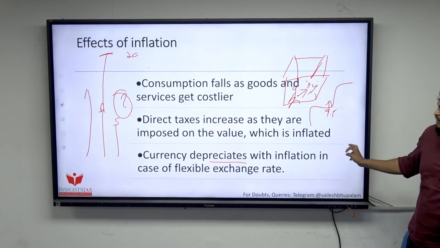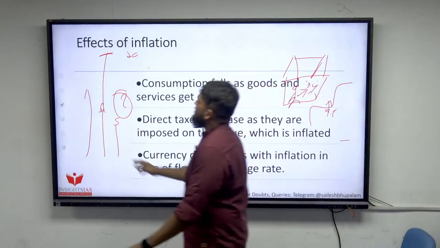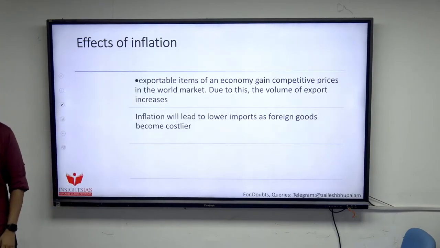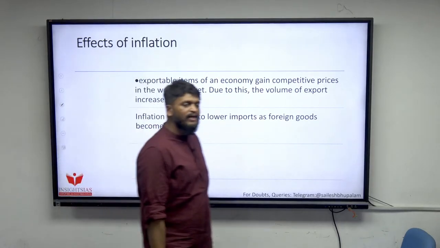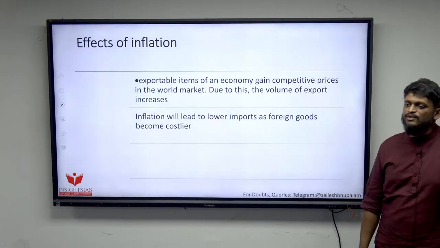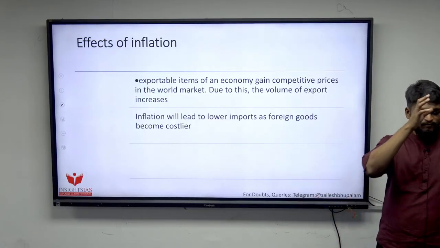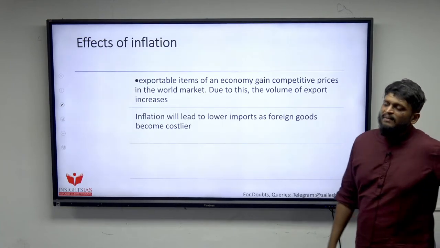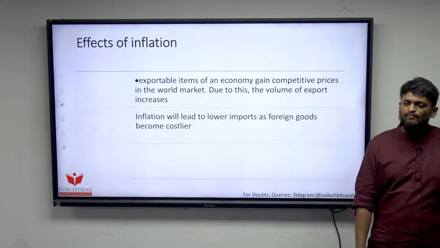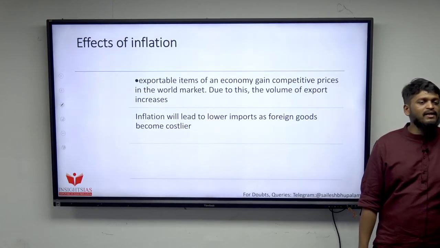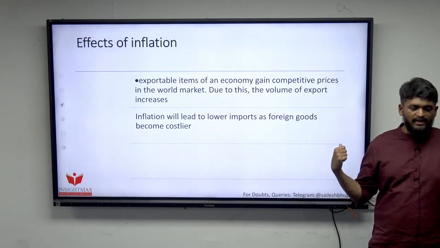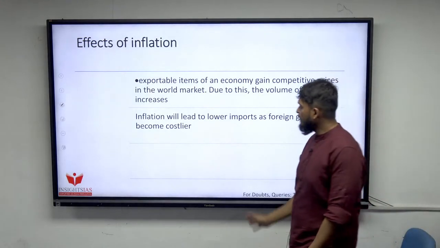Currency depreciates with inflation in case of flexible exchange rate. So exportable items of the economy gain competitive prices. When depreciation of a currency happens, is it an advantage for exports or a disadvantage? Advantage. We took the example of a mango, Chinese mango, Indian mango, and we saw if the currency depreciates, it is cheaper for somebody abroad to buy an Indian product. So that means it is good for exports. But for a country like India, which is import dependent, what is good for exports is bad for imports. Oil becomes costlier even though our mango becomes cheaper elsewhere and we sell more of them. But imports have become costly and it creates cost push inflation in India. That is one more problem.